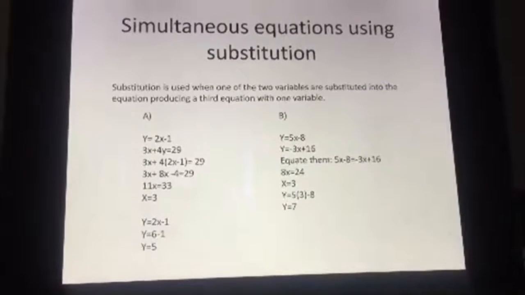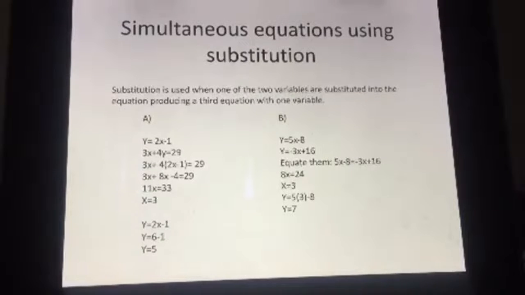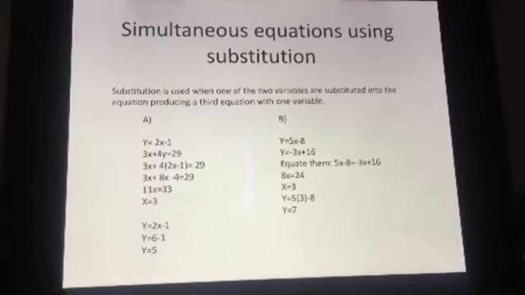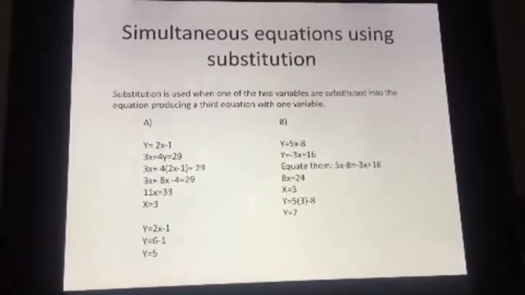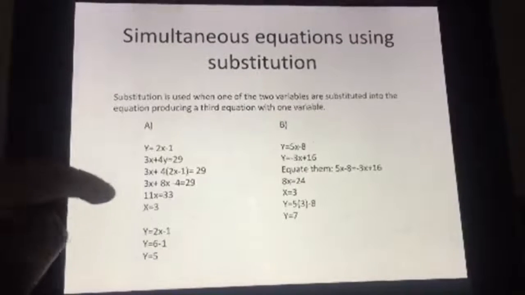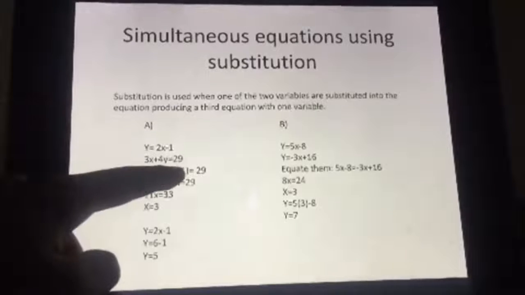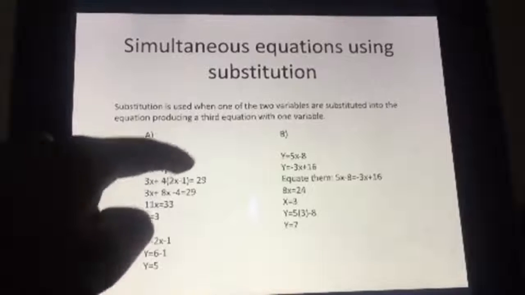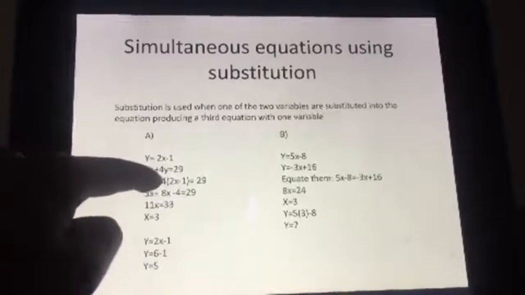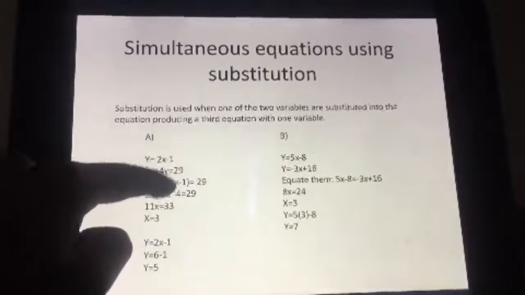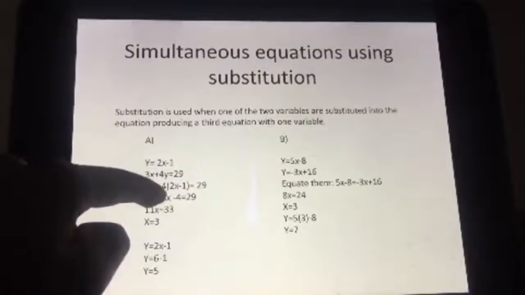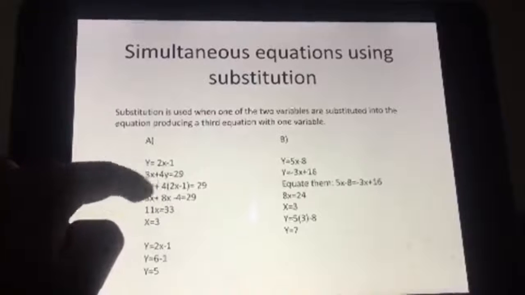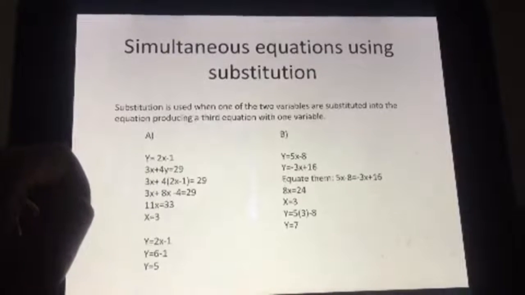Now everybody, we move on to simultaneous equations using substitution. You may ask, what is that? That is when one of the two variables is substituted into the equation, producing a third equation with one variable. As our example A shows, y is equal to 2x take 1 and 3x plus 4y is equal to 29. This is very easy because y is equal to 2x take 1. So in this equation right here, you can substitute the y into the equation and it gives you 3x plus 4 in brackets (2x take 1) is equal to 29.